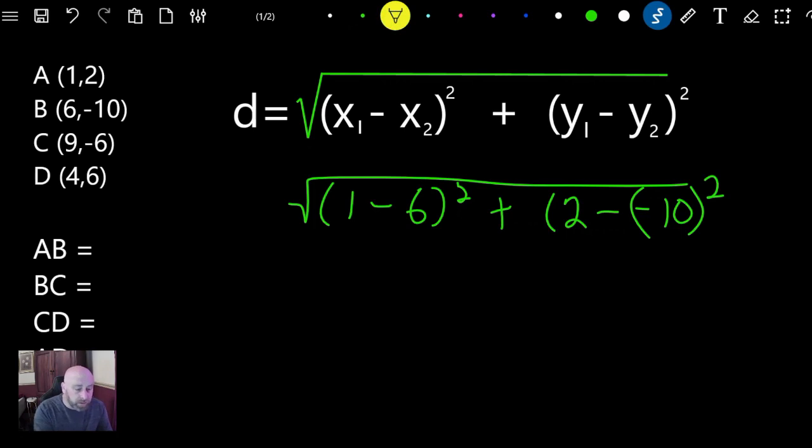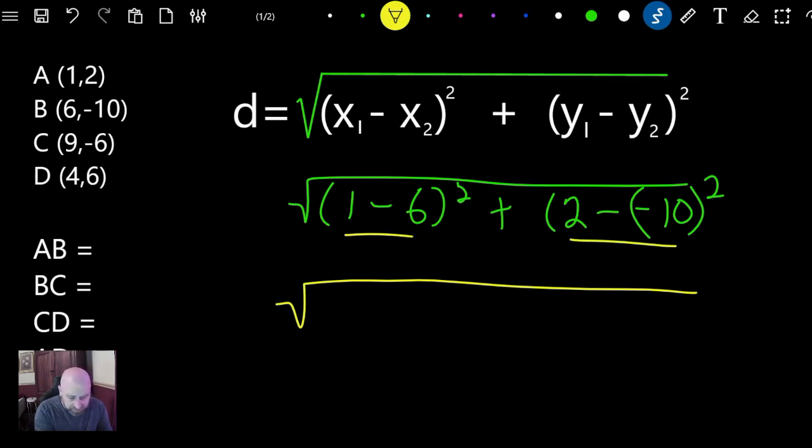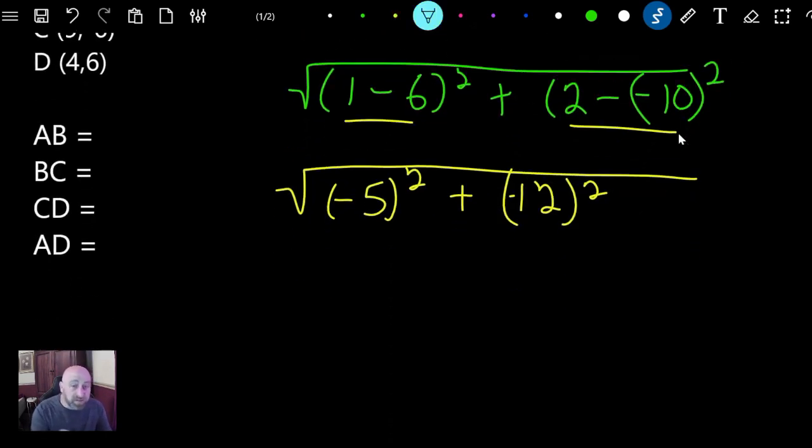Okay. All right. So now, got our square root sign again. And now I just solve these things inside here. So 1 minus 6 is negative 5. And that's going to be squared. Plus 2 minus 10. 2 minus minus 10 is actually going to be 12. And that is going to be squared as well. So it would be minus 12. It doesn't matter. Your signs don't matter because distance is always positive.